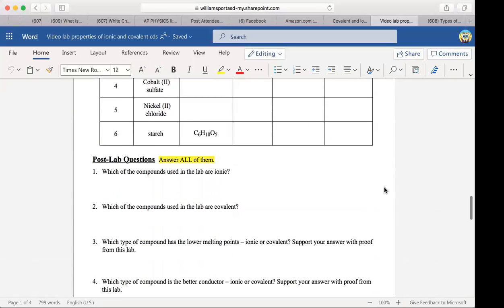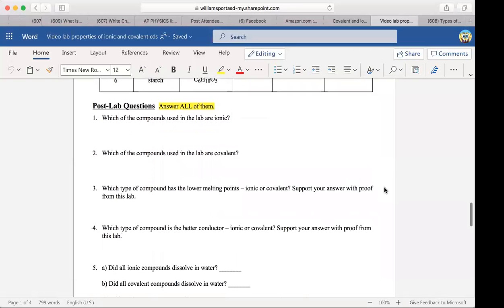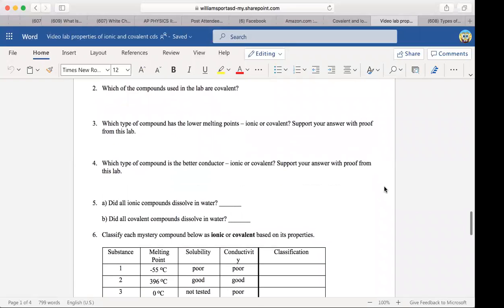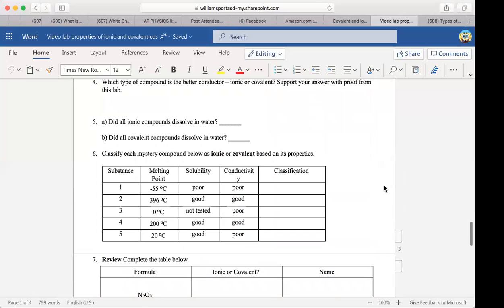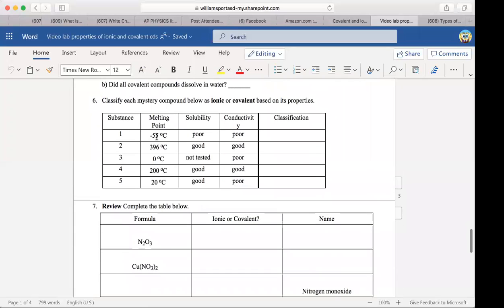And there's post-lab questions. So which of the compounds are ionic, which are covalent, which have low and high melting points, which are better conductors? And then there's a chart here that shows melting point, solubility, and conductivity for some different unknown substances. Based upon their melting points, conductivity, and solubility, comparing that to the table you made, you should be able to classify them as ionic or covalent.